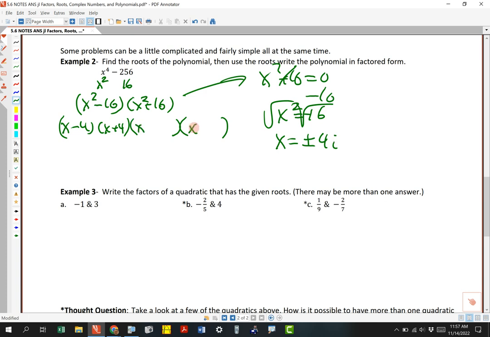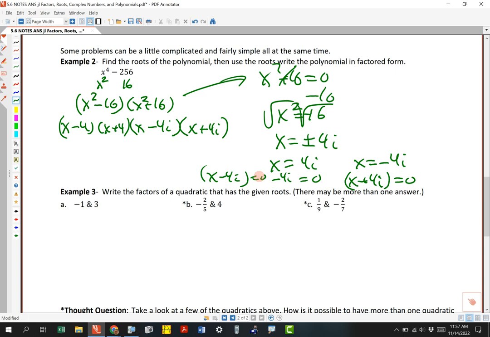So guess what we put right here? One of them is going to be x minus 4i, and the other one's going to be x plus 4i. And this is why. Because one of them equals 4i, and the other one equals negative 4i. So when I move this over to make it equal to 0, I get the x minus 4i from that one. And when I move this one over, I get x plus 4i for that one. Okay, any questions there? Take a look at that. You've got one of those on your assignment.